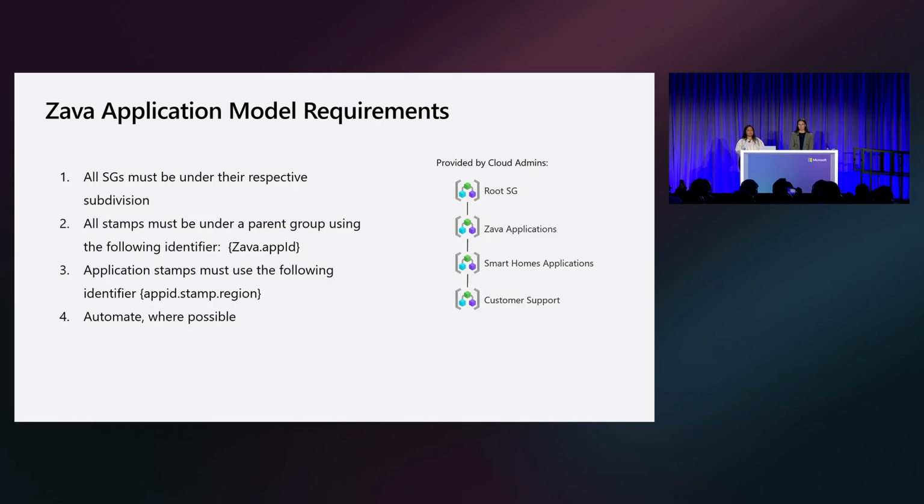All her stamps must follow the identifier 𝗲𝗲.appID. Her app ID is just claims, very straightforward. Then all stamps must have the following identifier: appid.stamp.region. This is to be able to know for future dependency mapping and impact analysis, if something goes down, what region it impacted, or what stamp, and how we get things up and running. And lastly, they told her, automate as much as possible.